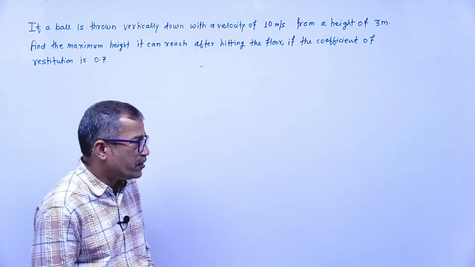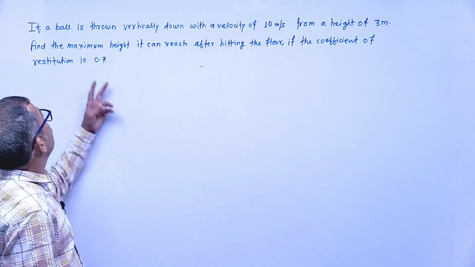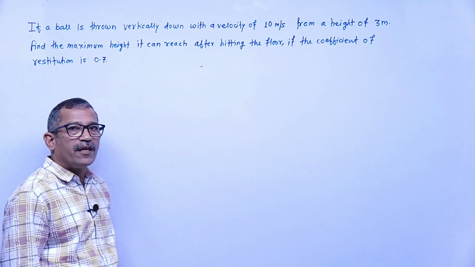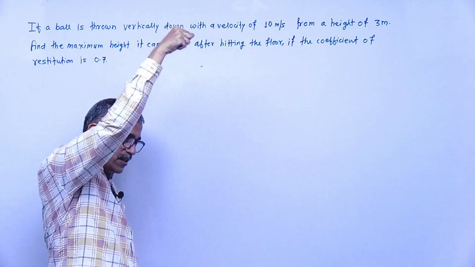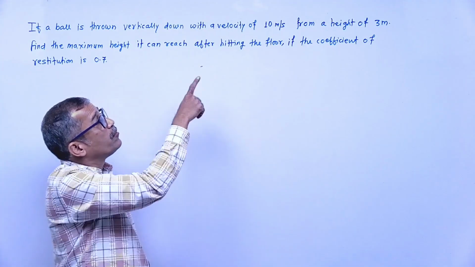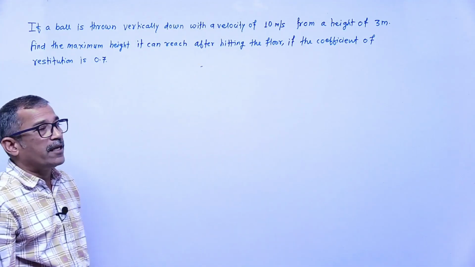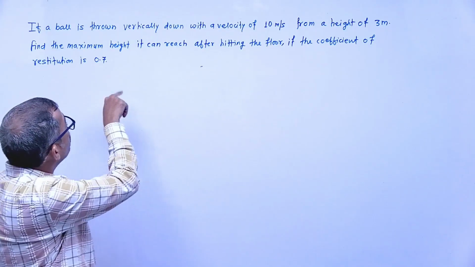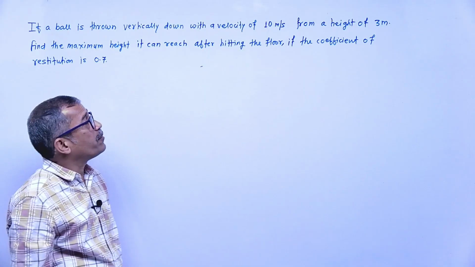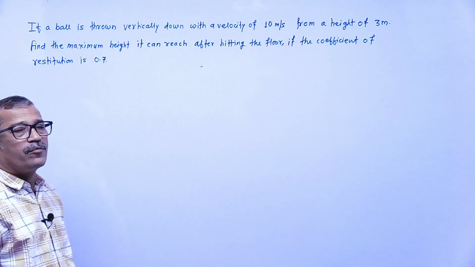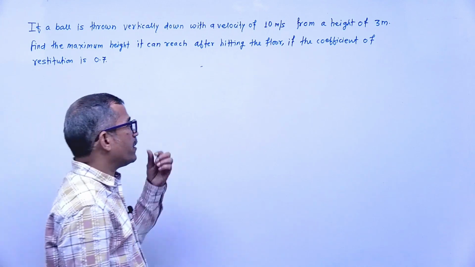Okay? Now see here. What is given? A ball is thrown vertically down with a velocity of 10 meter per second, means initial velocity is 10, vertically downward. It is thrown from a height of 3 meters, the height of the ball from the ground. Find the maximum height it can reach after hitting the floor if the coefficient of restitution is 0.7. I will draw one simple diagram.